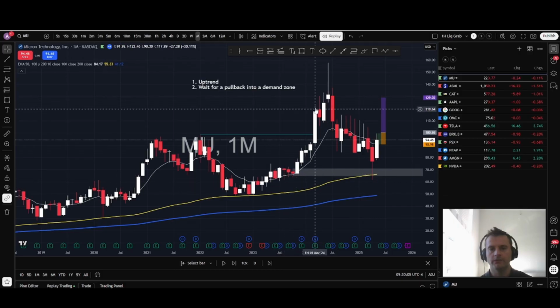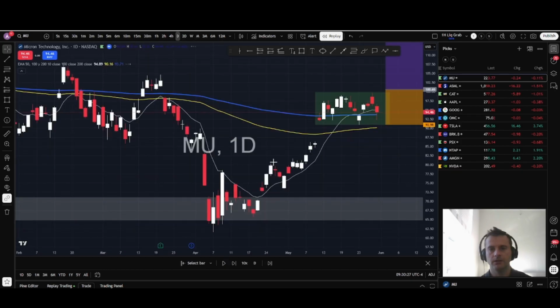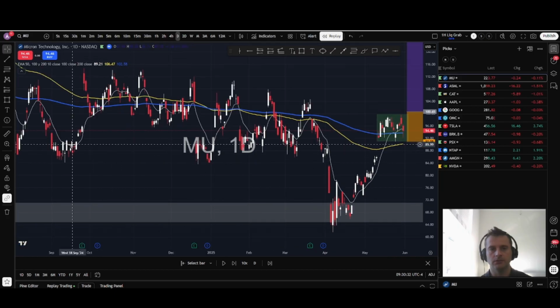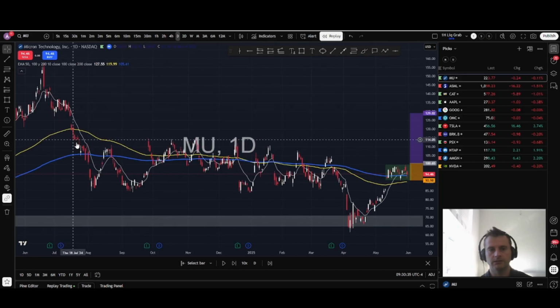What you do is you wait for the price to come to that level. Once the price comes to that level, you have effectively utilized the two-step approach. Now you need to go down to a lower time frame, in my case the daily time frame, and wait for a confirmation. So in this case, the price came down.